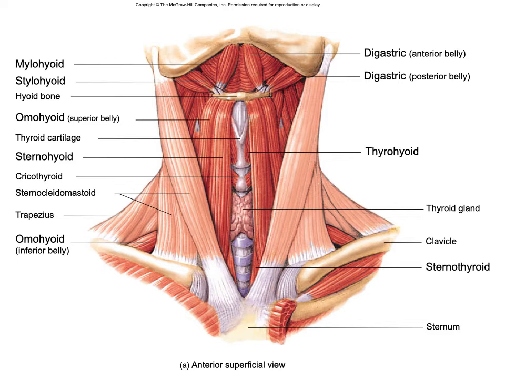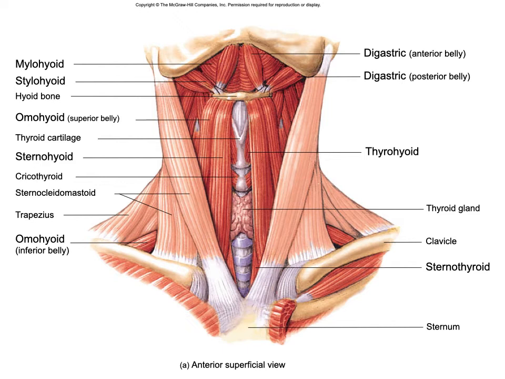There's a sternothyroid, sternum to the thyroid cartilage of the larynx. Then there's a little thyrohyoid, thyroid cartilage to the hyoid bone. And then the fourth one here, and you'll see it in another picture, omohyoid. The omo refers to the scapula, and I'm not quite sure why that is, but omo is a term that relates to the scapula. So it runs from back at the scapula up to the hyoid.